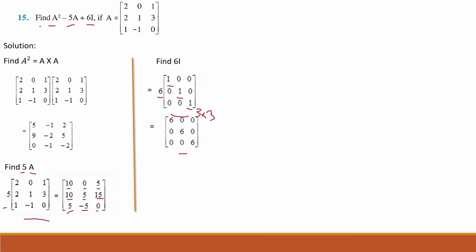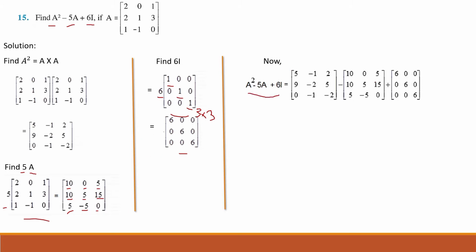नाउ वी हैव टू सब्स्टिट्यूट a स्क्वायर, 5a and 6i in this equation. So after substituting all these matrix in this equation, we can write like this, and after adding and subtracting this is our final matrix after performing the operations in this equation. So ऐसे टाइप के प्रॉब्लम को हम लोग ऐसे सॉल्व करते हैं.